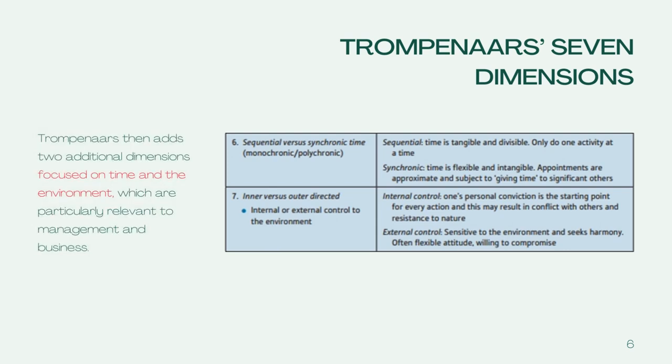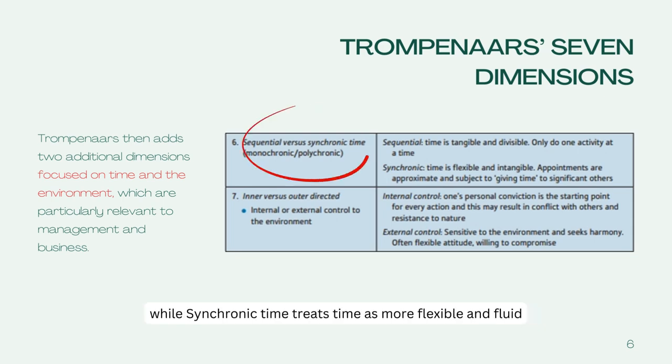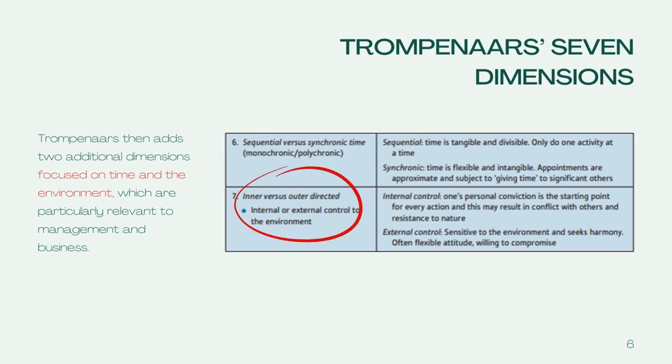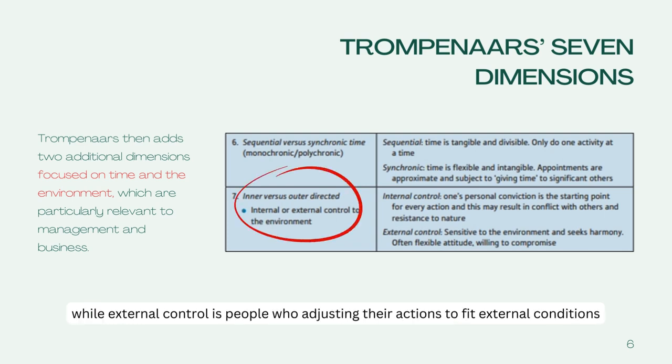Trompenaars then added 2 additional dimensions focused on time and environment. First is sequential versus synchronic time. Sequential views time as structured, and people in these cultures adhere strictly to schedules and deadlines, while synchronic time treats time as more flexible and fluid. Second is inner versus outer directed. Internal control refers to individuals who may resist external pressure and focus on personal autonomy, while external control is people who adjust their actions to fit external conditions.